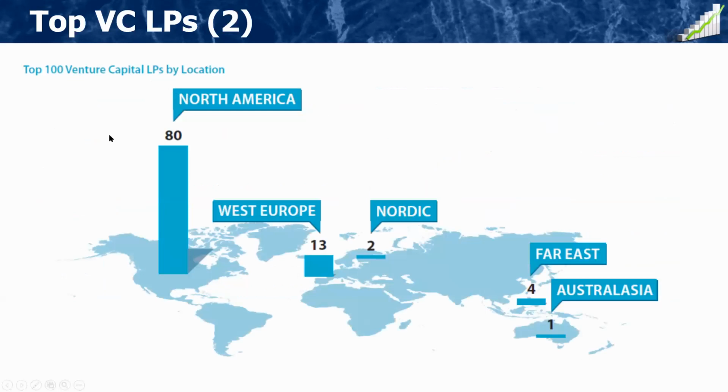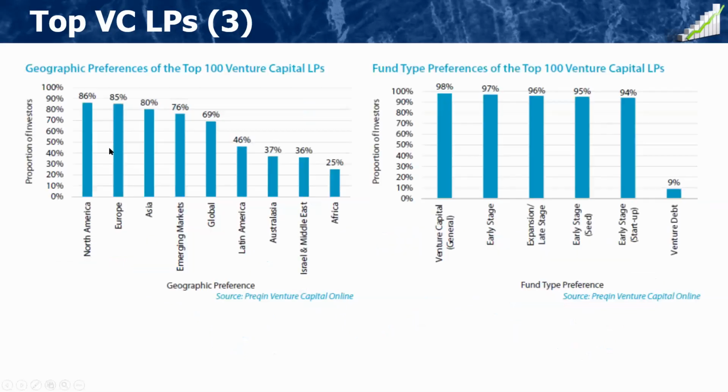Okay, if we look at the top 100 venture capital investors by location, here we see that the majority are in North America and Europe, which is interesting enough, right? If you look at geographical preferences, across the globe, what you can see is that Africa, the Middle East, and Latin America are not so popular as North America, Europe, and Asia, and even emerging markets. And four years ago, venture debt was not that popular. It's becoming more popular, but of course, that's not the majority of the market.